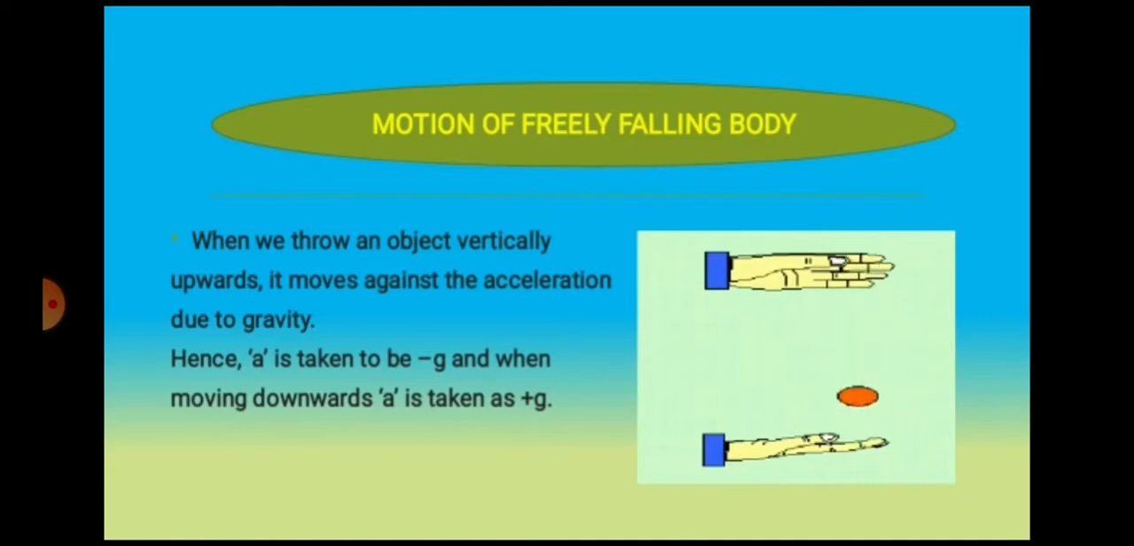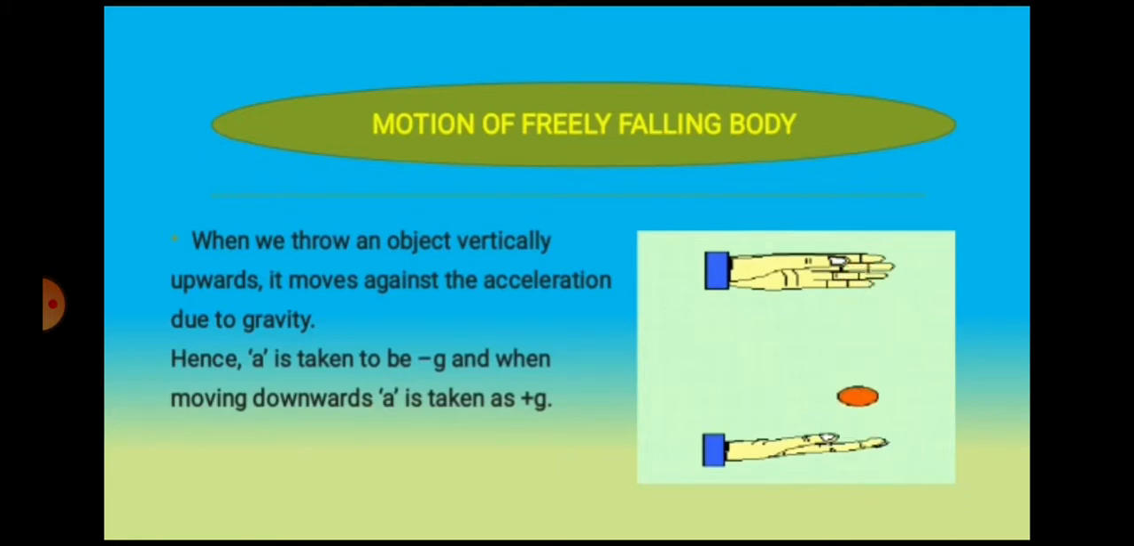This acceleration experienced by an object is independent of mass. This means that all objects, hollow or solid, big or small, should fall at the same rate. The equation of motion for a freely falling body can be obtained by replacing a in the equation with g. That is, for acceleration due to gravity, we use the symbol small g by replacing a. For a freely falling body which is initially at rest, u will be equal to 0.